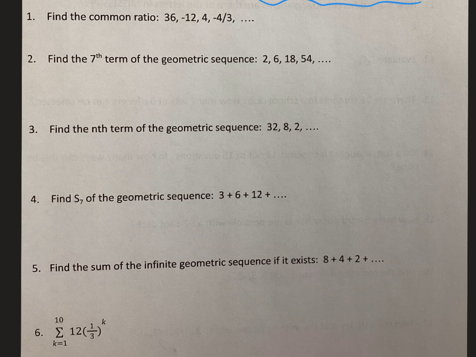The first one says find the common ratio. Remember the common ratio, you put the second term over the first, and that reduces to negative 1/3. So the first one is negative 1/3.